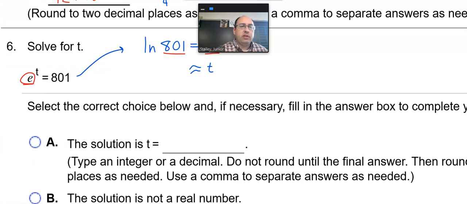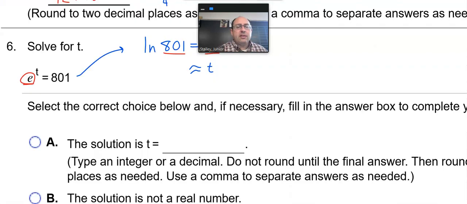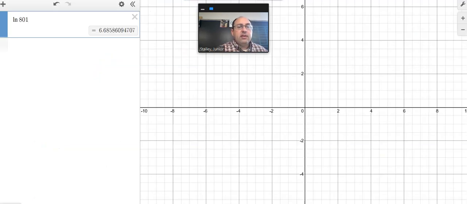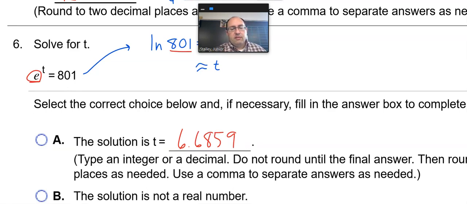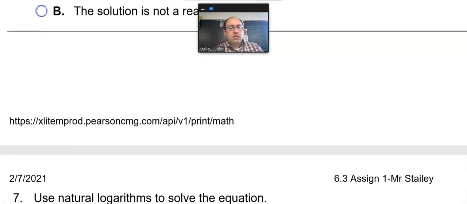Okay, 4 decimal places. Let's go back. 6.6859. Say it again. 6.6859. Just be careful on that because I don't want you missing that for some dumb reason when you know how to do it. Okay.